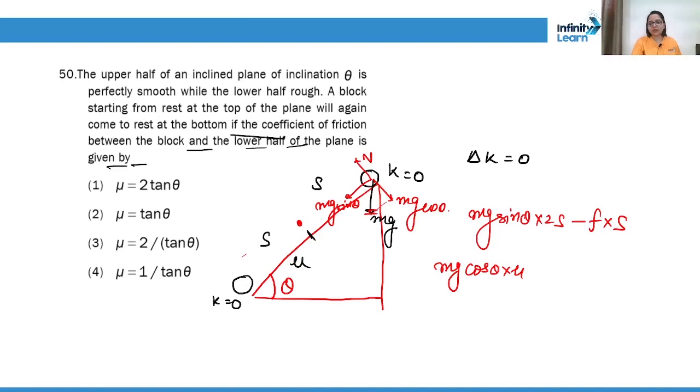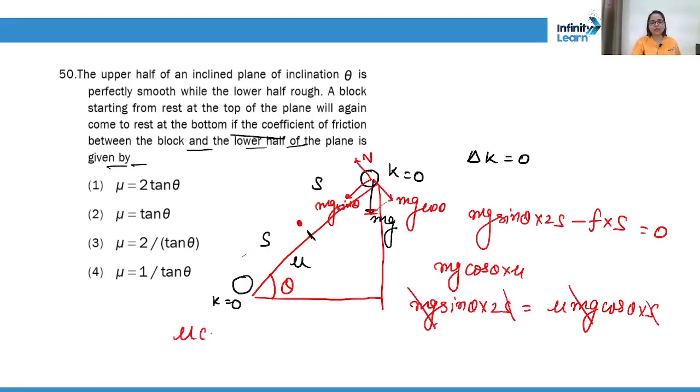Now this total work done should be equal to change in kinetic energy, which is 0, right? So basically mg sine theta into 2s should be equal to fs, which is mu mg cos theta into s. So mg will cancel this mg, s will cancel this s. So we have mu cos theta is equal to 2 sine theta. So mu is 2 tan theta, which is option 1.